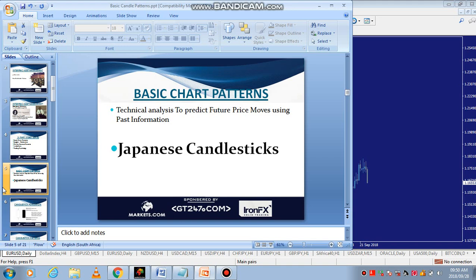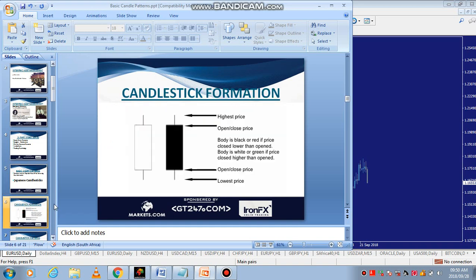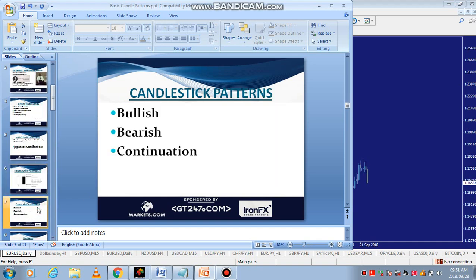I'm sure everyone is familiar with Japanese candlesticks, but we're just going to touch on the formation of a Japanese candlestick. A candlestick on its own has basic parts. It has the body, the open, the close, the lowest point where the price goes, and the highest point where the price goes. In this video today, we're going to focus on bullish price patterns and bearish price patterns, and also look at continuation patterns as well.